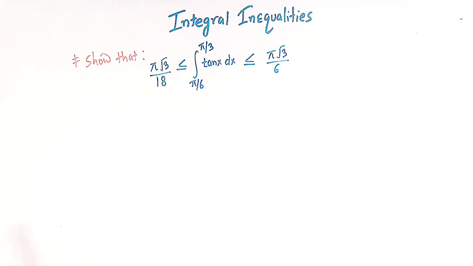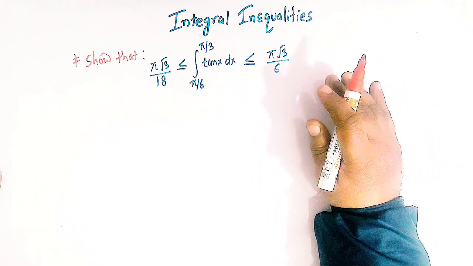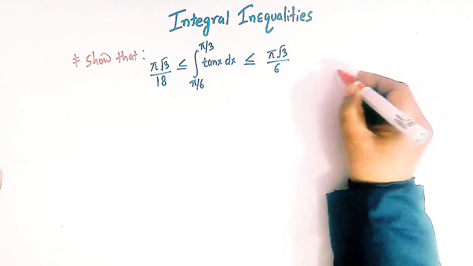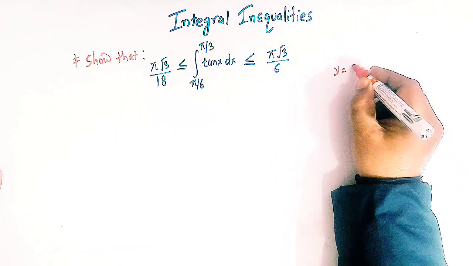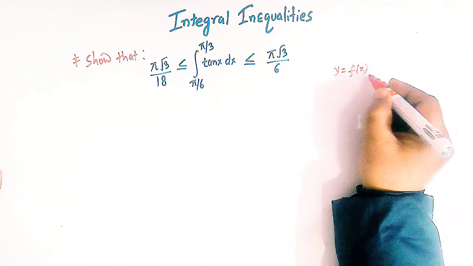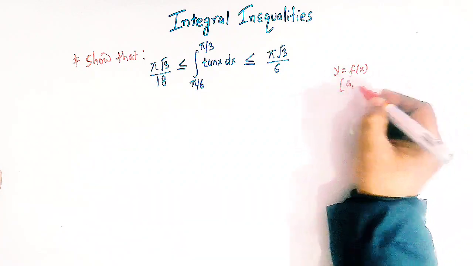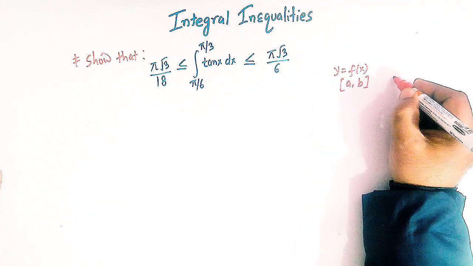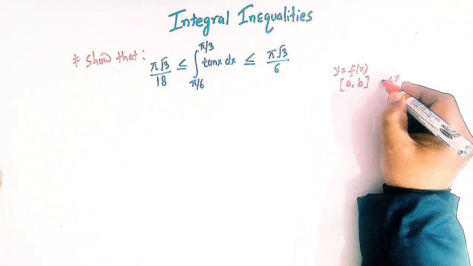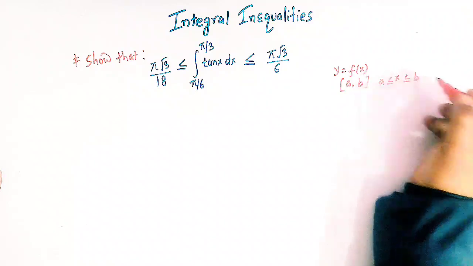So here we'll make use of one important result from definite integrals, and then we'll see how easily we can prove this integral inequality. So let us start. So here we'll make use of one important result from definite integrals. Say if we have a function, say y is equal to f of x, which is a continuous function in the interval a comma b, right? It means x lies between a and b.